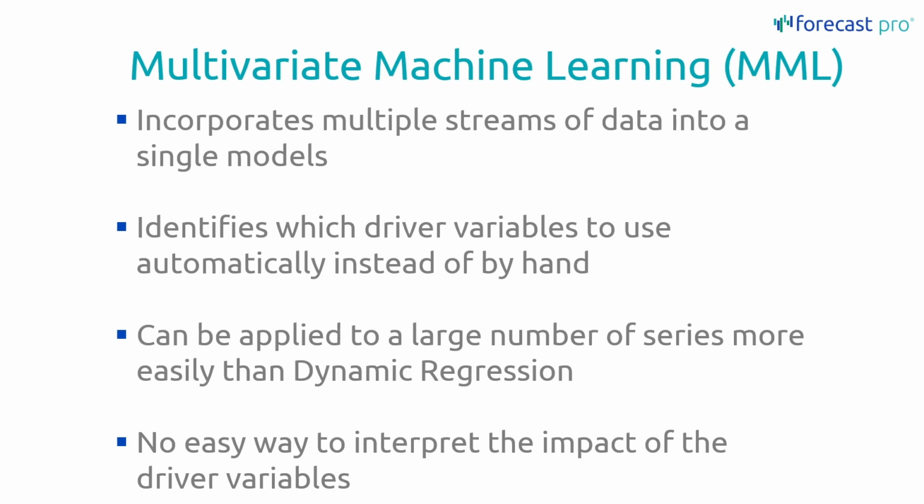So there's a big advantage to this in that it automates. You just give it a list of all the possible drivers you would want to use, and the MML model itself picks which to use. So there's a certain amount of automation that goes into it. And this allows you to apply the MML models on a much broader base of items as opposed to dynamic regression where you might have to build these models one at a time. Although we'll see in our examples that you can automate some of this, with the MML models, there's a lot more automation that goes into it.